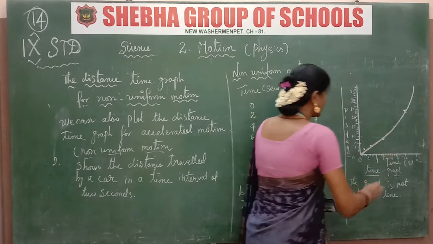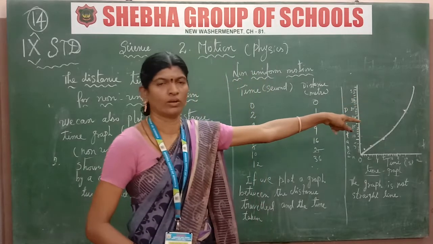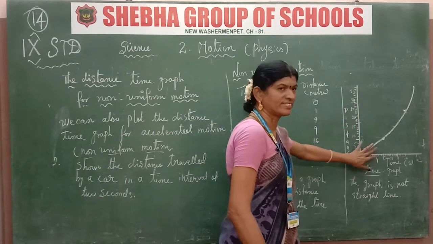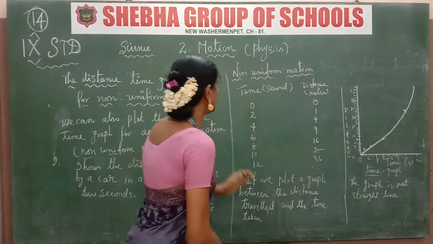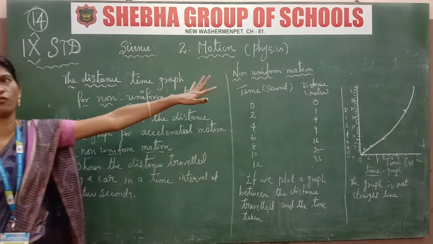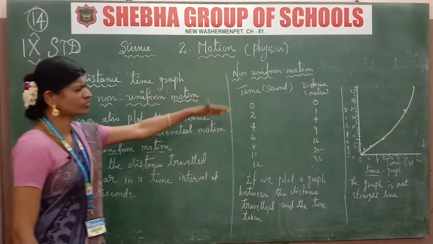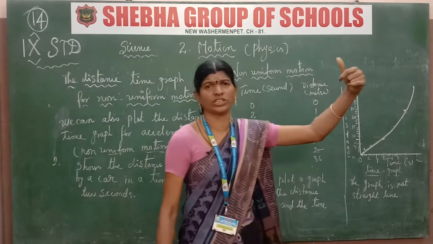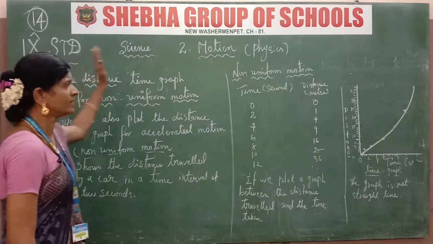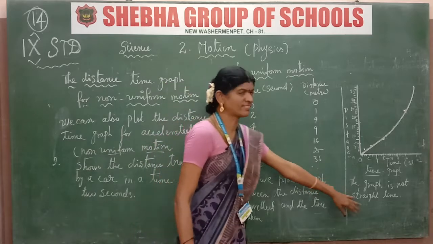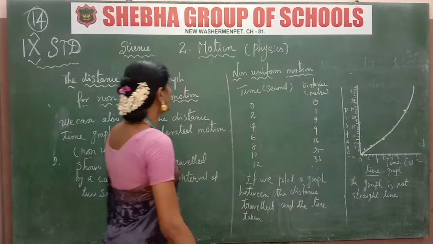Join the line. So the graph is not a straight line. Look here, the graph is not a straight line, it is slanting. Okay, it's clear. Next, this is non-uniform motion. So first, in uniform motion the line is a straight line for the distance. Second, here the graph is not a straight line, so that is called non-uniform motion.